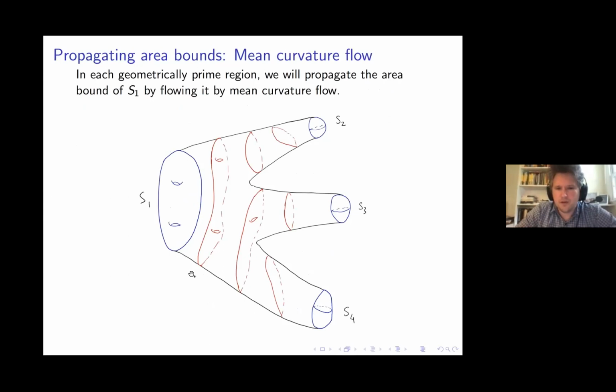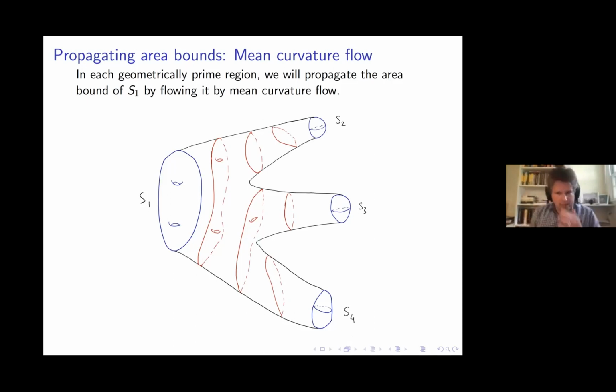So basically, we take a manifold that looks like this. We have an index 1 surface here, which is this S1, and then we have minimal two-spheres as the other boundary, and we want to get this foliation, let's say, that will have controlled area and diameter.